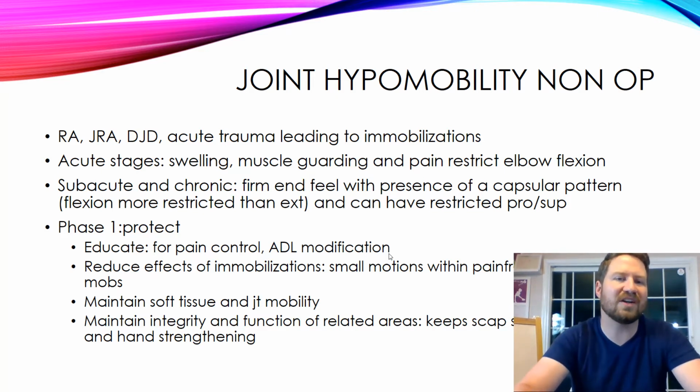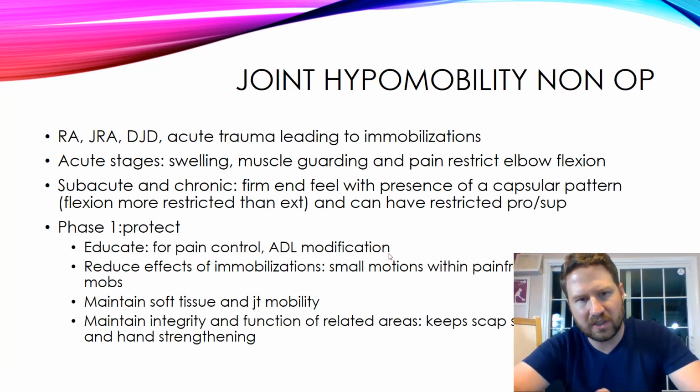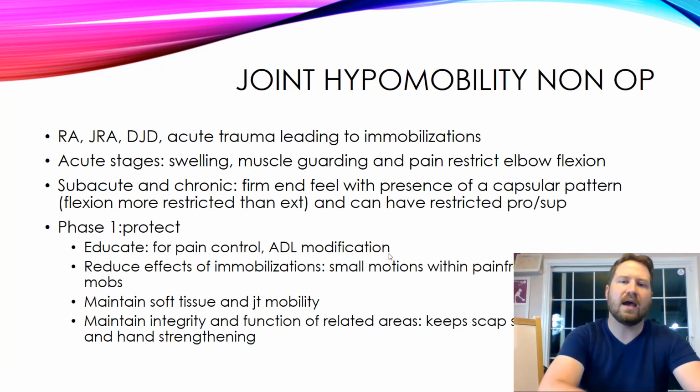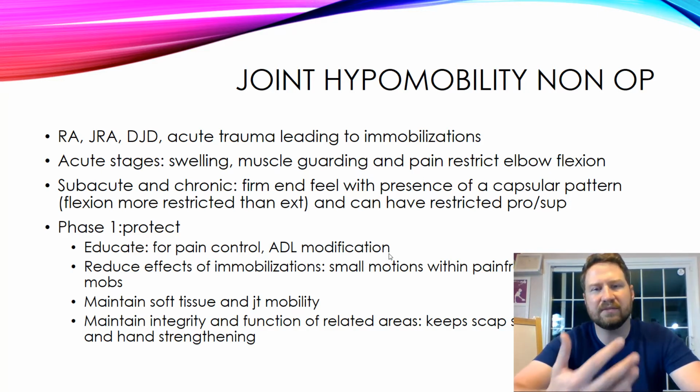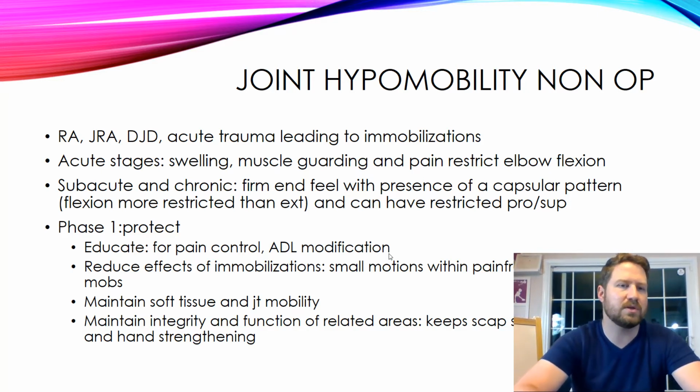Okay, so in the acute stages, you're going to see swelling, muscle guarding, and pain that restricts elbow flexion. We don't really want to stretch through that pain, so we want to do our grade 1s, grade 2s, get rid of some of that swelling, do our soft tissue techniques, exercise and stretch in the pain-free areas. With subacute and chronic, you're going to get a firm end feel with the presence of a capsular pattern. So with the elbow, the capsular pattern is flexion more restricted than extension. And then you can lead into restricted pronation and supination.